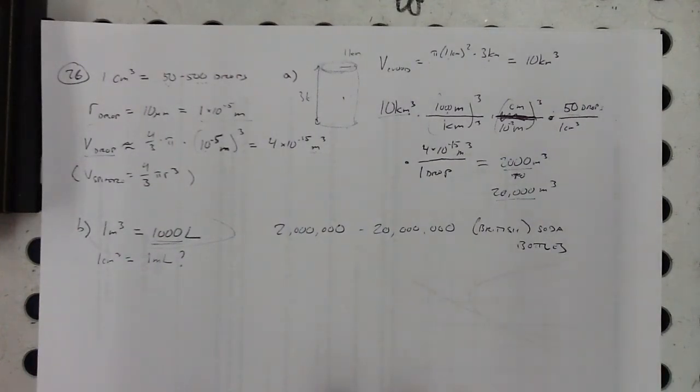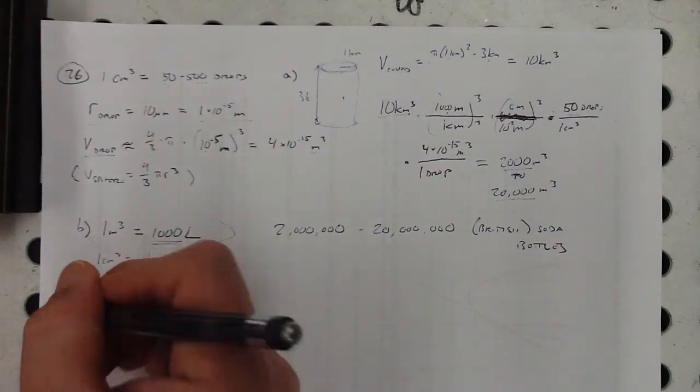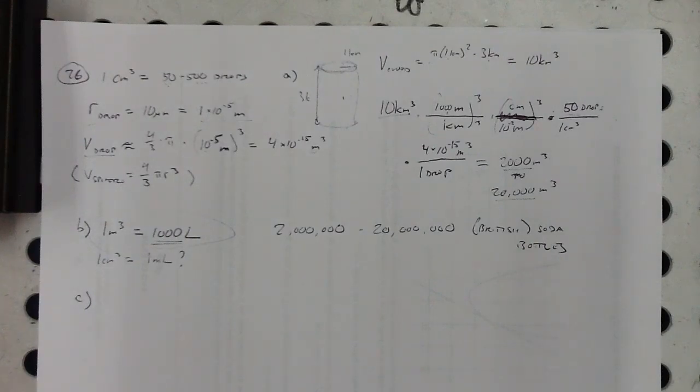Right, 2 million to 20 million. And then part C of this one, we've got water has a density of 1,000 kilograms per cubic meter. We actually saw that in another problem, didn't we? How much mass does the water in the cloud have?